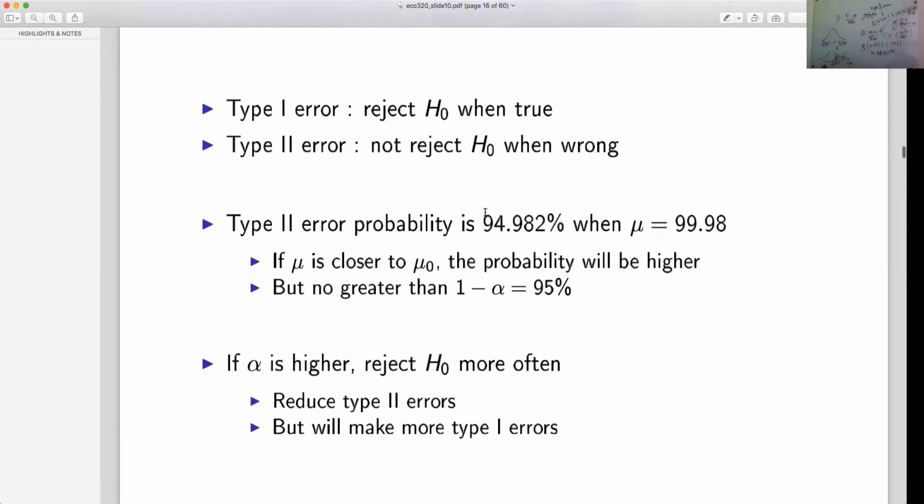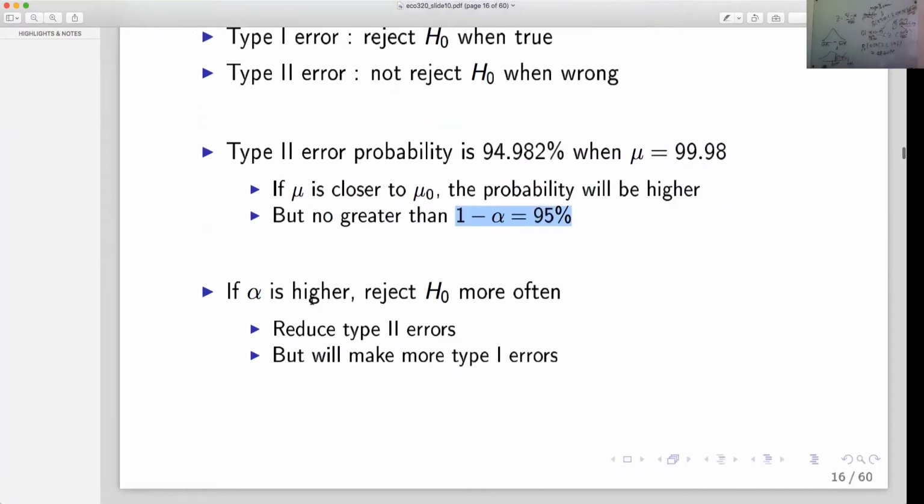Type 2 error probability is this, and when mu is closer to this, the probability will be higher, as I showed you in the previous example, right? But no greater than this, 95%. It cannot be more than that. So the maximum value you can get is 95%.